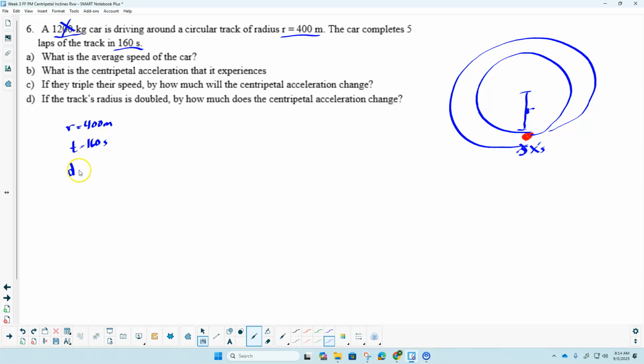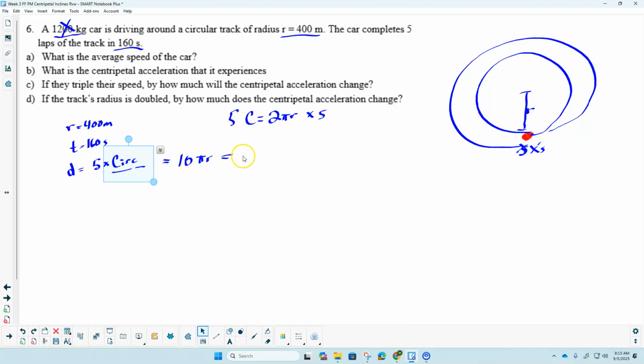And the distance it's going to travel is 5 times, I'm going to just write C for the circumference. The circumference of a circle is 2 pi r, so we're going to multiply that by 5. So 5 times C would be equal to 10 pi r. So we can figure out that number in meters. It'd be 10 times pi times 400, and for that value, I got a fairly large number, 12,566.4 meters.